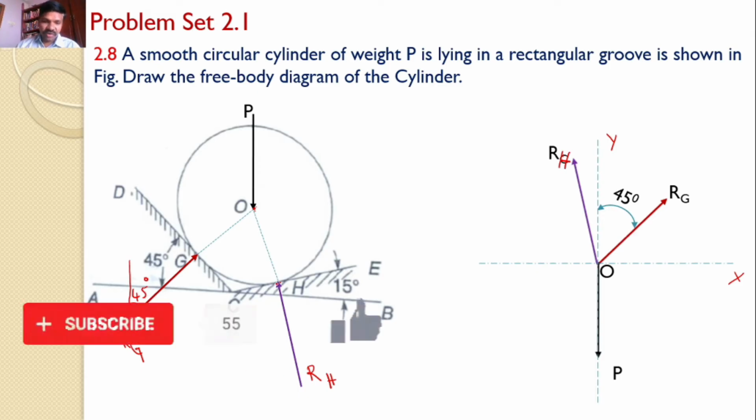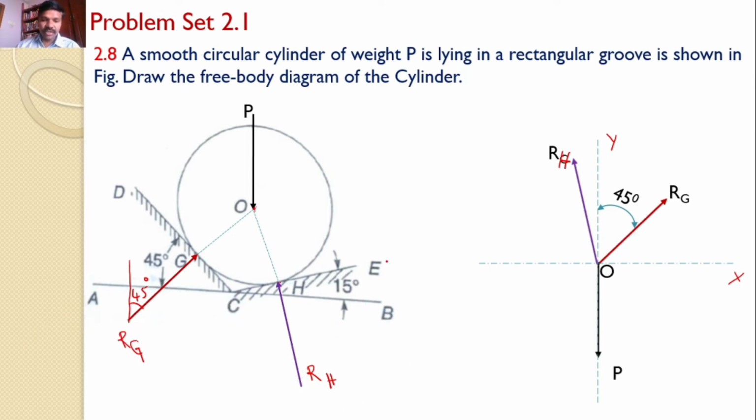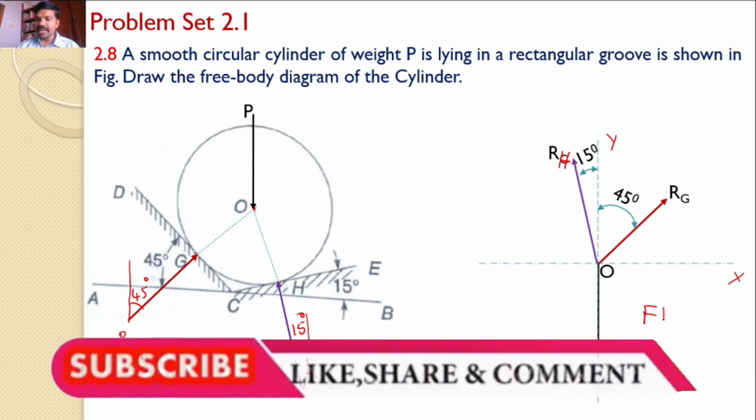Similarly, RH. What is RH? RH is a force which is perpendicular to CE. Given that CE makes an angle of 15 degrees with the horizontal, that means RH makes the same 15 degrees angle with the vertical. Hence, these are the various forces acting at a point, or you can say the free body diagram of the cylinder.